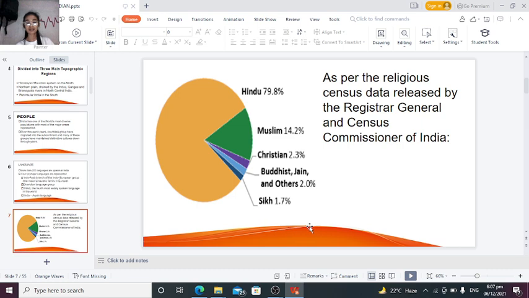Next is, as per the religious census data released by the Registrar General and Census Commissioner of India, that 79.8% are Hindu and 14.2% are Muslim, 2.3% Christian, and 2% Buddhist, Jain, and others, and lastly 1.7% Sikh.